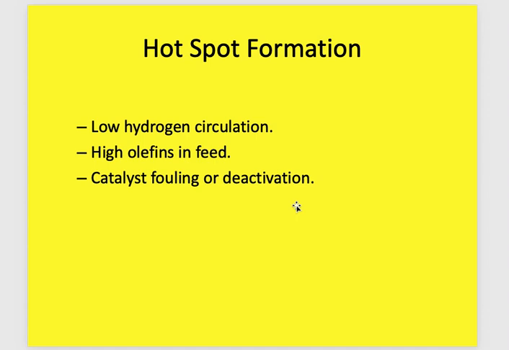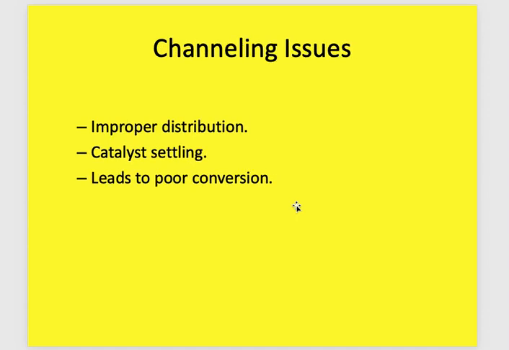Hotspot formation also. Low hydrogen circulation can cause hotspots, as can high olefin in the feed, and catalyst fouling or deactivation. Channeling is a considerable issue. The distribution of the fluid through the area of the catalyst, and catalyst settling, can lead to poor contacting. Okay, so the distribution of the catalyst is very important through the diameter of the reactor.